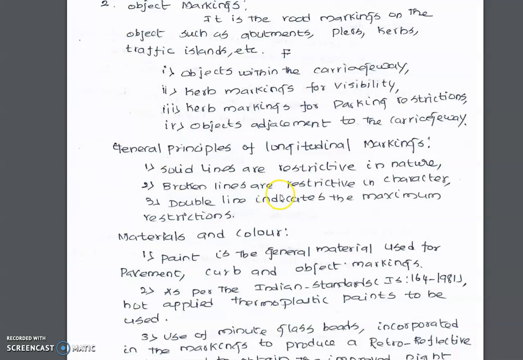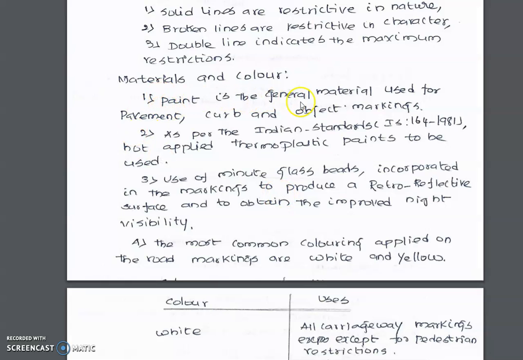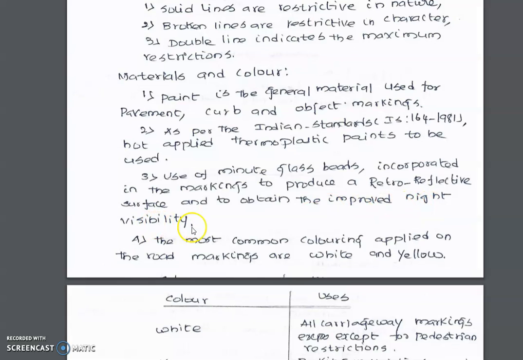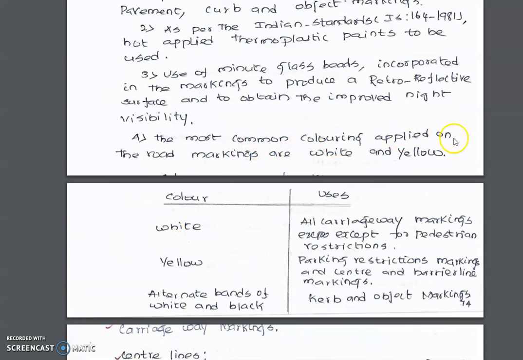Materials and colors. The paint is the general material used for pavement, curb and object marking as per the Indian standards IS 164 1981. Thermoplastic paints are to be used. Glass beads are incorporated in the marking to produce a retro-reflective surface and to obtain improved night visibility. The most common colors applied on road marking are white and yellow.